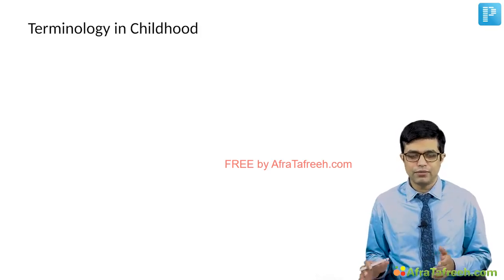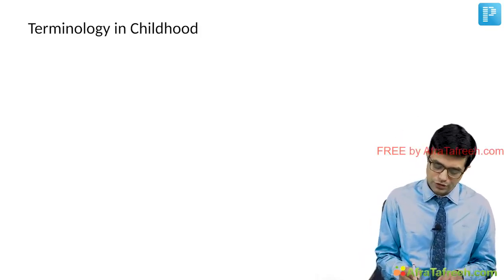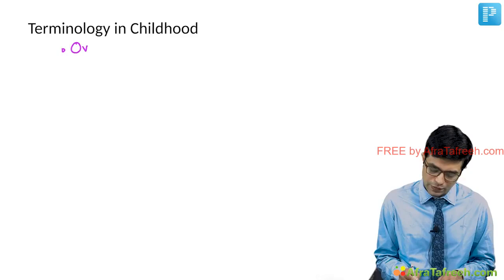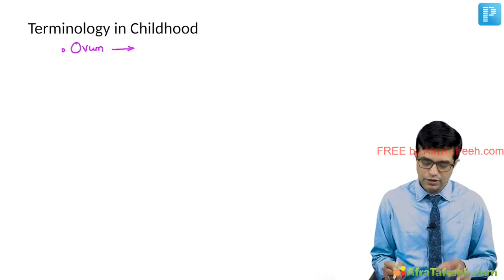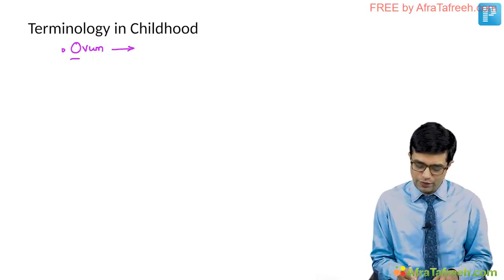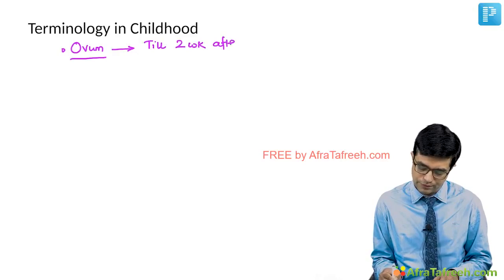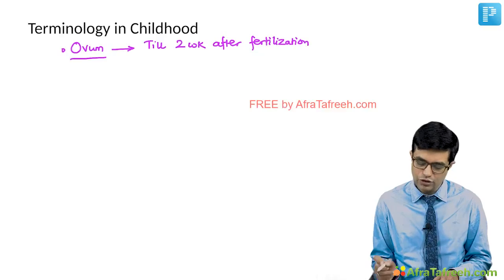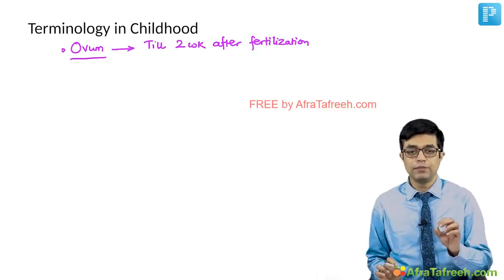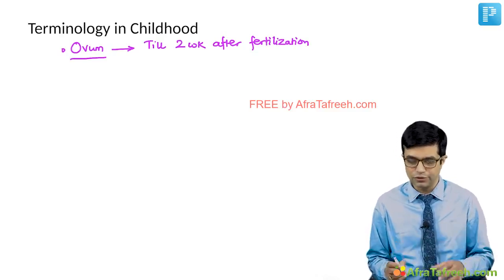It is easy, but I have seen even good students fumble them in MCQs or in Vivas. So terminology states, what is an ovum? From fusion of the sperm and the ovum, that ovum word is used till 2 weeks after fertilization. So till 2 weeks after fertilization, the ovum, even after it has been fertilized by the sperm, is still called an ovum. This is how the terminology is.